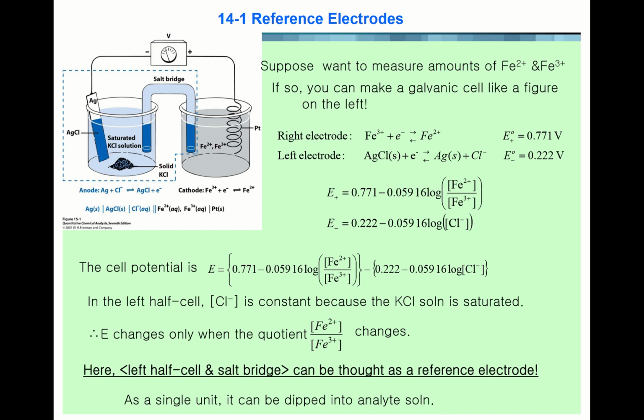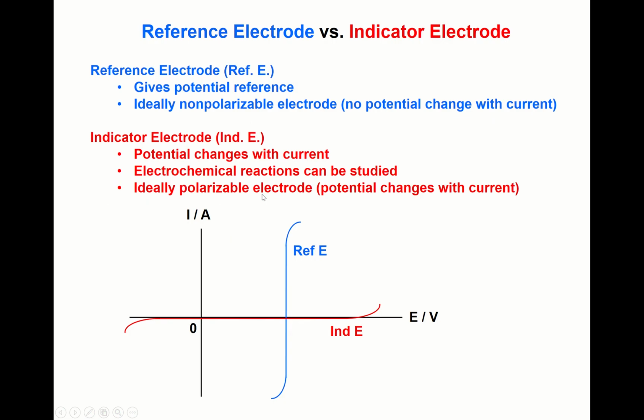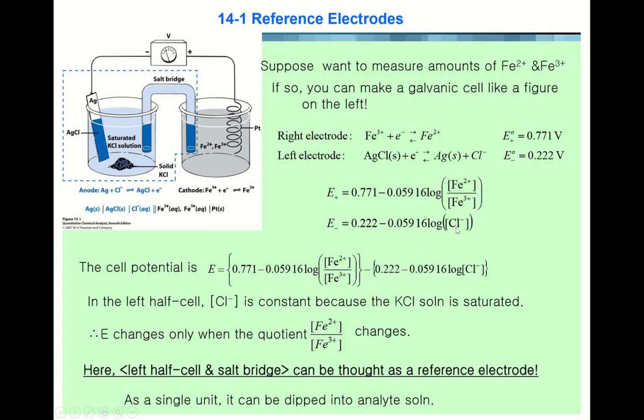You understand? And here, the platinum electrode behaves as the indicator electrode. And the platinum characteristic is this red line. The platinum metal potential is not fixed at all. It changes a lot, right? It changes depending on, in this case, the ratio of these two ions. In the meantime, this silver electrode potential is fixed.